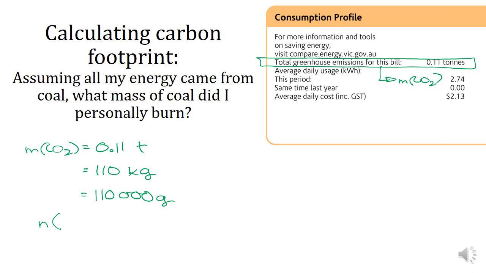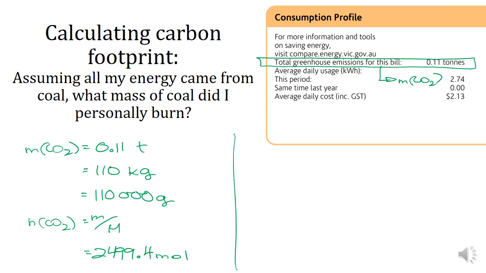So my n of CO2, and I should give myself a bit more room, my n of CO2 is going to be mass divided by molar mass, which gives us, let me just get my calculator, 110,000 divided by 12.01 plus 32, because that's 2 16s, and that gives us 2499.4 mole.